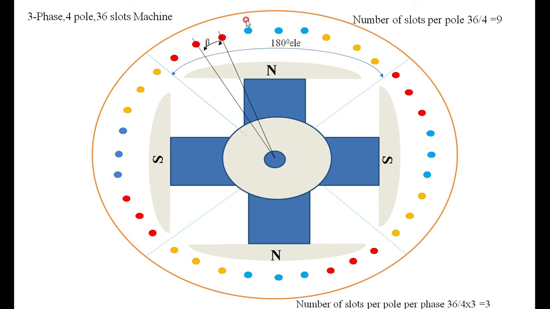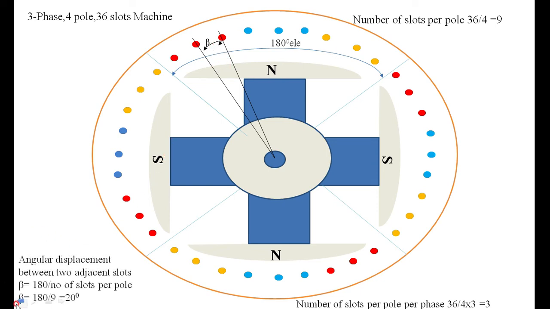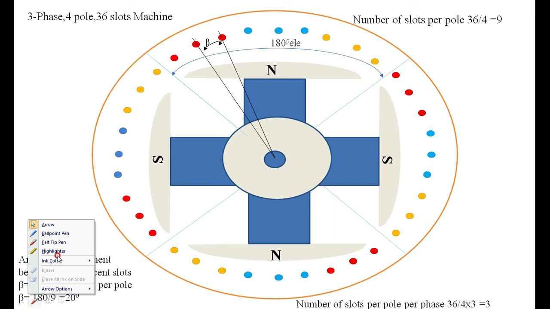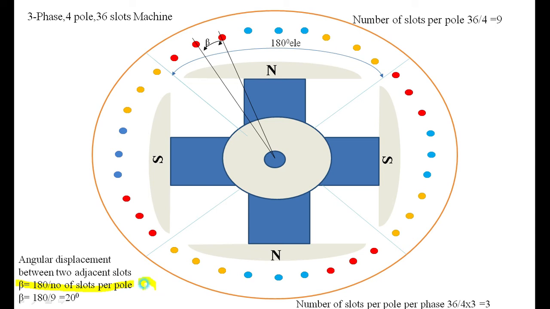The same thing is defined here. The angle between the adjacent slots is represented by the angle beta. Therefore, the angular displacement between two adjacent slots is defined as beta. Beta is equal to 180 divided by the number of slots per pole, which you have to look into. This is the formula you are using, where the number of slots per pole is N.